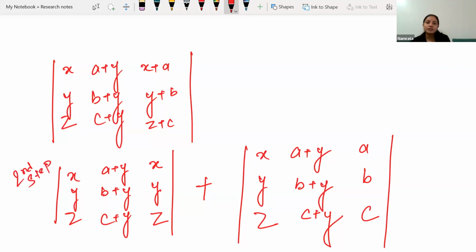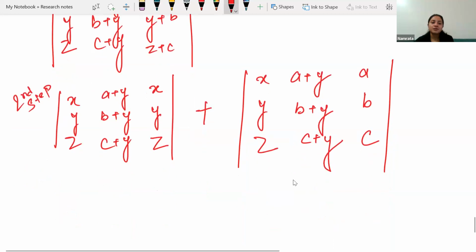I have not done anything else. The last column was x plus a, y plus b, z plus c. I have just broken it and written x, y, z in the first determinant, and a, b, c in the second, with a plus sign in between. If it were x minus a, y minus b, z minus c, then we would write a minus sign and break our determinant like this only. Okay, so let's move ahead.